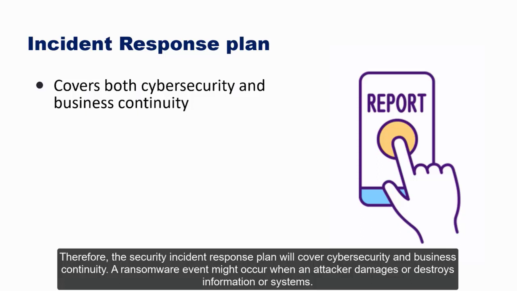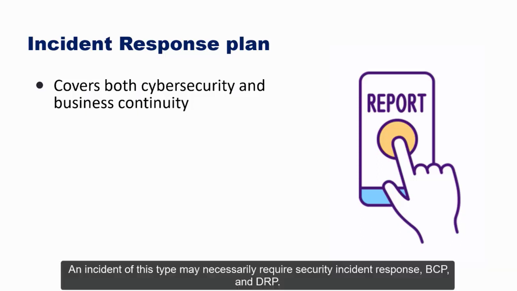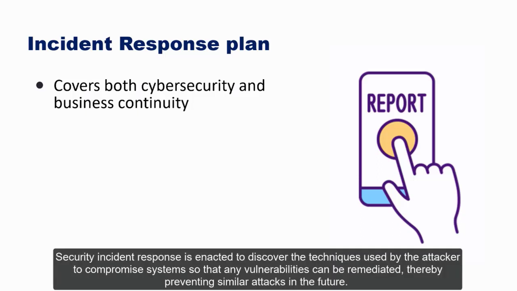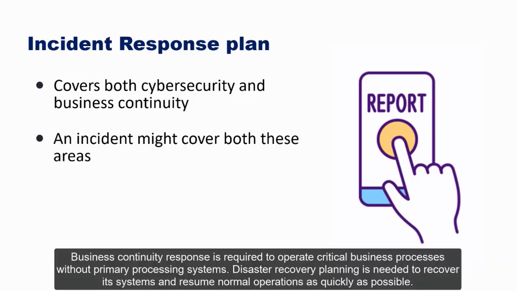A ransomware event might occur when an attacker damages or destroys information or systems. An incident of this type may necessarily require security incident response, BCP, and DRP. Security incident response is enacted to discover the techniques used by the attacker to compromise systems so that any vulnerabilities can be remediated, thereby preventing similar attacks in the future. Business continuity response is required to operate critical business processes without primary processing systems. Disaster recovery planning is needed to recover its systems and resume normal operations as quickly as possible.